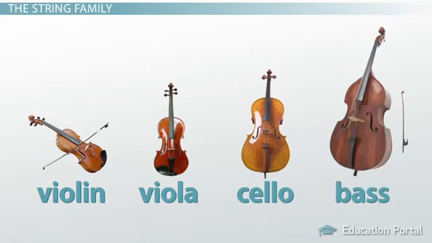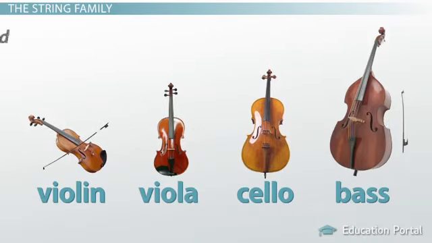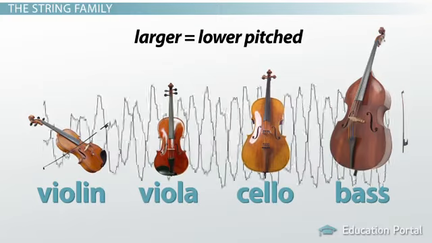Each of these instruments can be plucked or bowed. As you can see here, the main difference between the 4 instruments is their size. As with any instrument, the smaller it is, the higher pitches it plays. And the larger the instrument is, the lower pitches it plays.